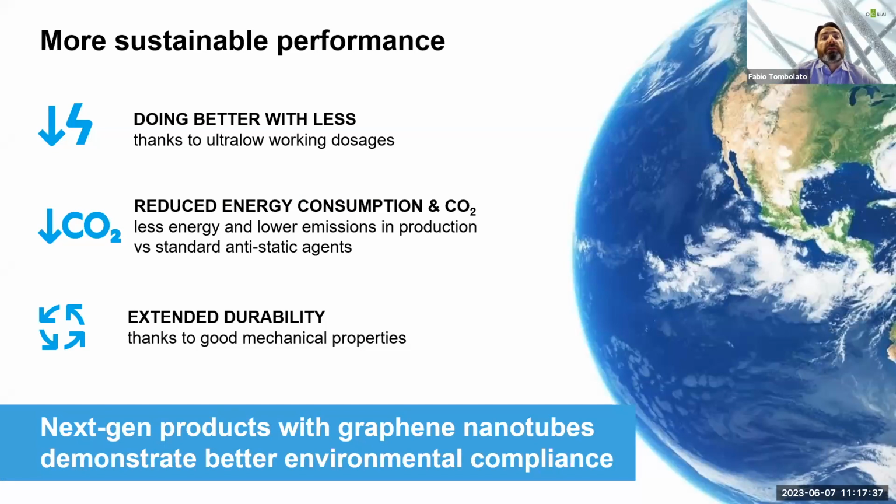Sustainability is a very important topic when developing a new product. And doing better with less is a clear statement that fits with the use of graphene nanotubes. Thanks to the very high efficiency, a low working dosage is needed to achieve the electrical properties, and this will strongly contribute to the reduction of the CO2 emission associated to the production process. Furthermore, graphene nanotubes will extend the durability of your products.